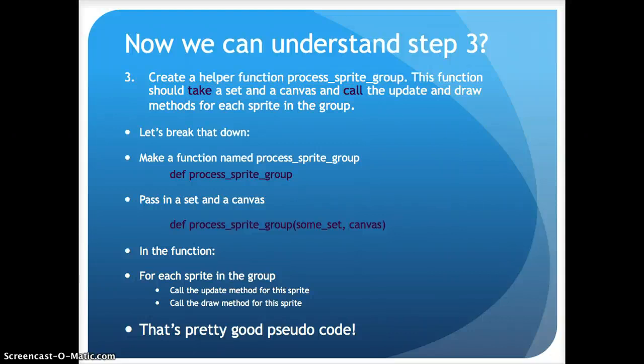Make a function named process sprite group. So that's going to look like define process sprite group. Pass in a set and a canvas. That says put those over there in the parentheses. And then it says call the update and draw methods for each sprite in the group. So in the function, that's going to look something like for each sprite in the group, call the update method for this sprite, call the draw method for this sprite. That's pretty good pseudocode. They told us a lot there in step number 3.